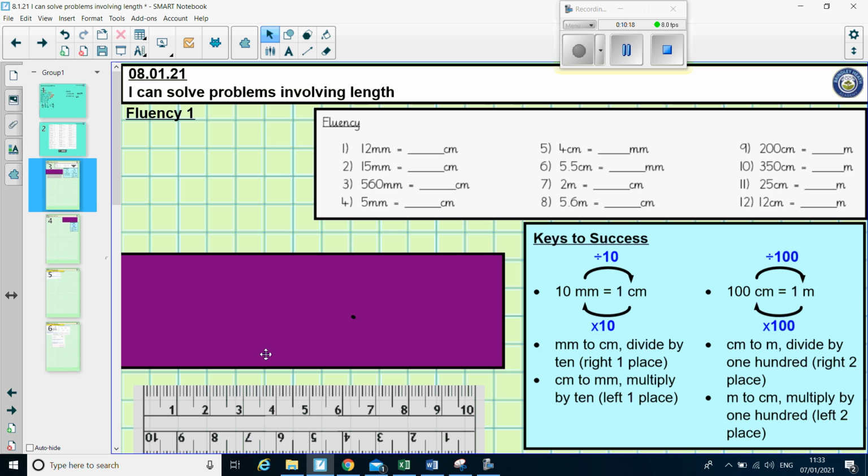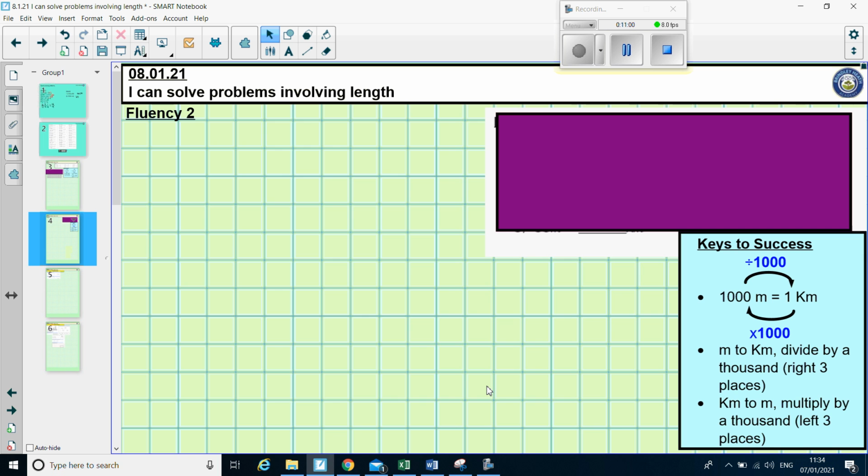Number 7, 2 metres is 200 centimetres. Number 8, 5.6 metres is 560 centimetres. Number 9, 200 centimetres is 2 metres. Number 10, 350 centimetres is 3.5 metres. Number 11, 25 centimetres is 0.25 metres. And number 12, 12 centimetres is 0.12 metres. Hopefully you got on all right with those then, Year 6. We're going to have a look now at Fluency 2.